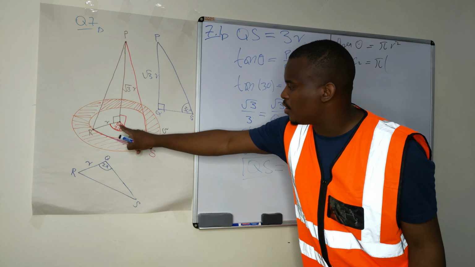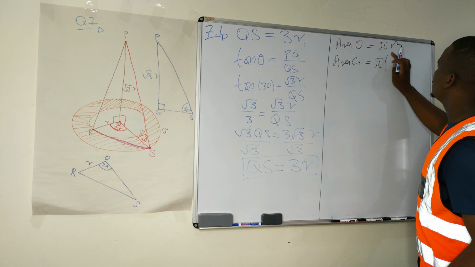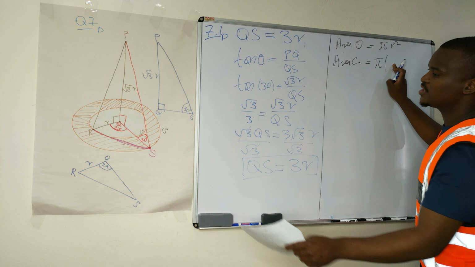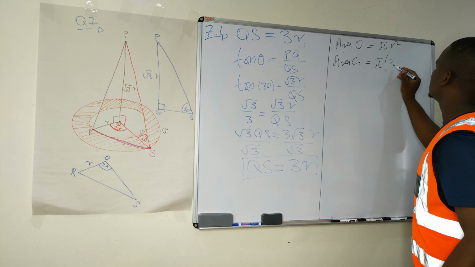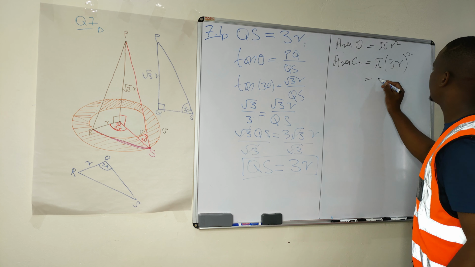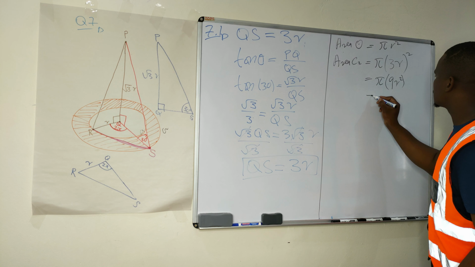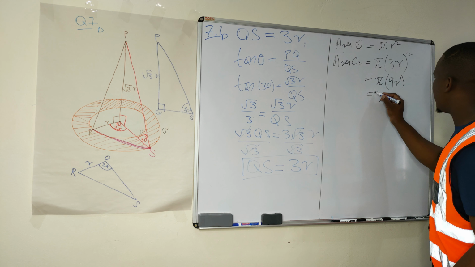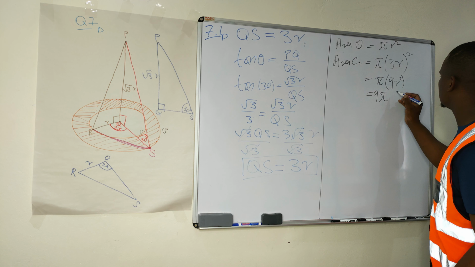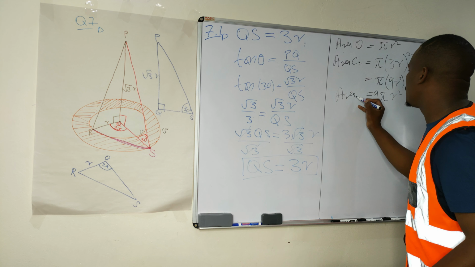So we must find the area using QS here. So pi r, what is our r? It is 3R, the radius, squared. So you have pi times 9R squared, which is equal to 9 pi R squared. So this is the area of circle 2.